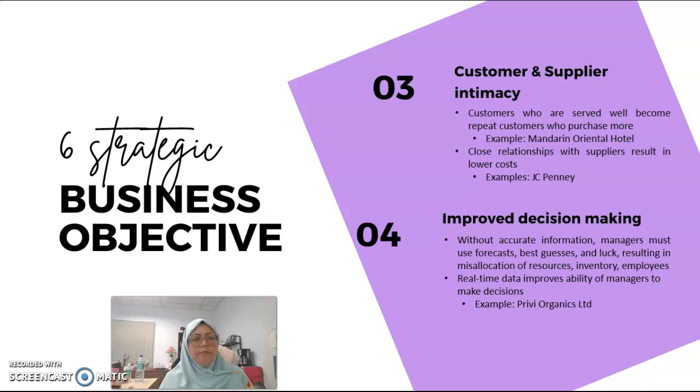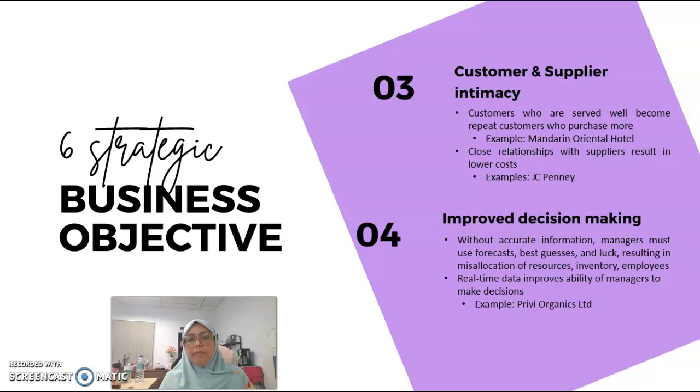Okay, number 4 is improved decision making. Without accurate information, managers might use forecasts, best cases, and luck, and it will result in misallocation of resources, inventory, and employees. So real-time data improves the ability of managers to make decisions.